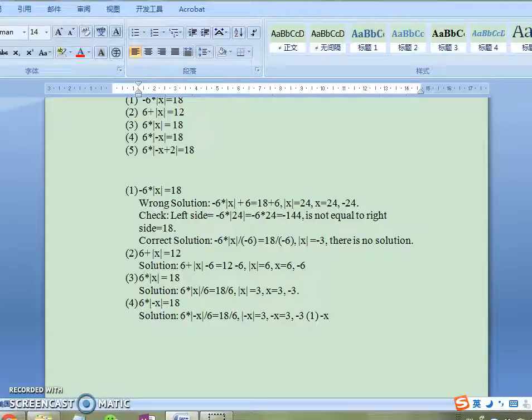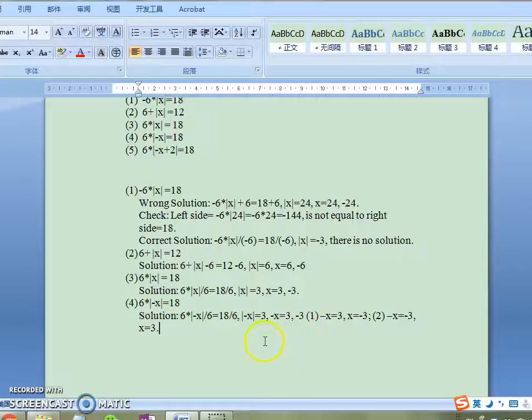Negative x, the first case equals 3. In this case, if you multiply negative 1 to both sides, negative 1 times negative x gives us positive x, and the right side is negative 1 times 3, which is negative 3. Then we need to deal with the second case, which is negative x equals negative 3. Again, multiply negative 1 to both sides, we got x equals 3.